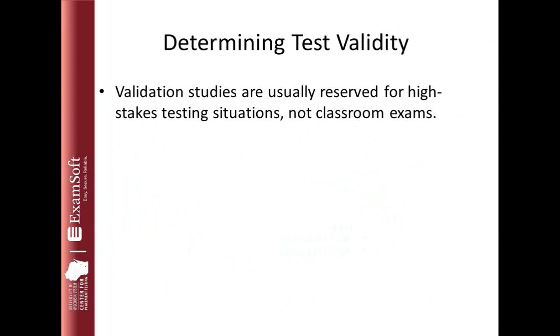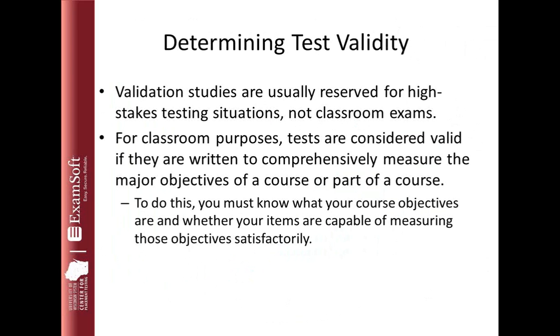Because large-scale validation studies are so time-consuming, we usually reserve them for high-stakes testing situations and not for classroom exams. But for classroom purposes, we consider a test to be valid if it's written to comprehensively measure the major objectives or parts of a course. So we need to know what our course objectives are and whether our items are actually measuring these objectives satisfactorily. And in SoftTeach, this is what you can use item categories for. Each individual item, you can assign a category to it, and you could use this to assign your test objectives, because then you could run an analysis later based solely on those individual objectives, which we'll see here momentarily.